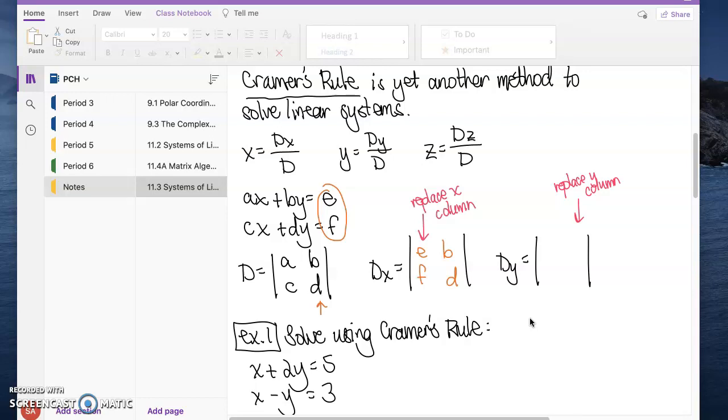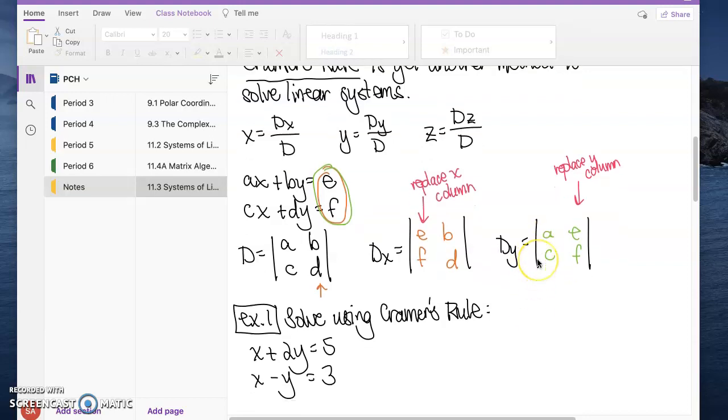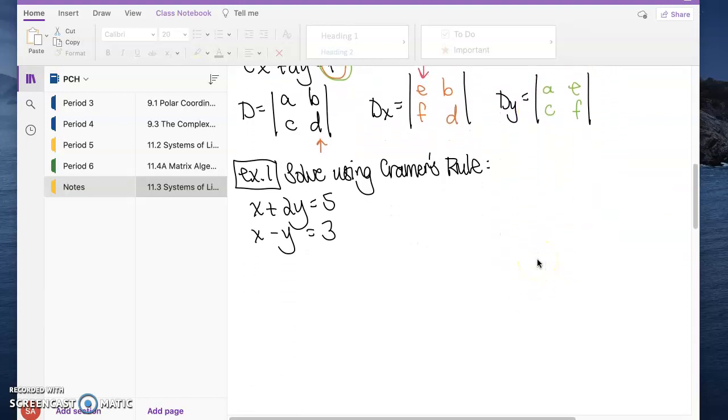I'm going to leave the X column alone, and I'm going to replace the Y column with the E and the F. So let's do an example of that. Okay, so let's keep this up right here. D is just the coefficients of the X's and the Y's. So 1, 1, 2, -1. And then I multiply across, minus, multiply across, so I get -3.